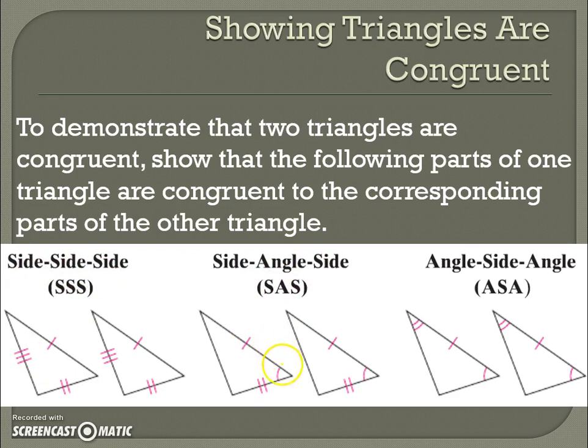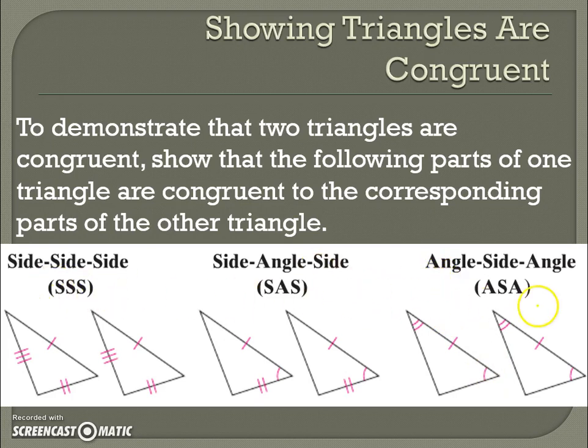If I have a side followed by an angle followed by another side, that's shown right here, if that happens, side, angle, side, then that means that those triangles are congruent. Or I could have angle, side, angle. If I have an angle and then a side and then another angle in order, they have to be next to each other. If I have that, then that shows that those triangles are congruent to one another.